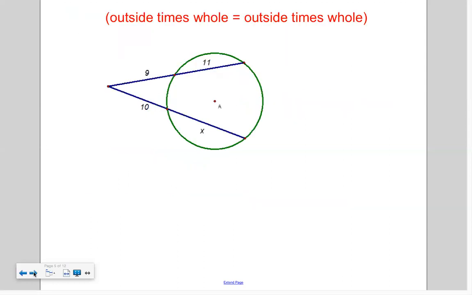So here's an example where we've got this length is 9 on the outside, 11 on the inside, and then on the bottom part of this angle, we've got 10 on the outside and X on the inside. So we know that it's outside times whole. So if I take the outside 9 times the whole, and again, I could write it all out, I could do 9 plus 11. And then for the bottom part of this, we've got the outside, which is 10, times the whole, which would be 10 plus X.